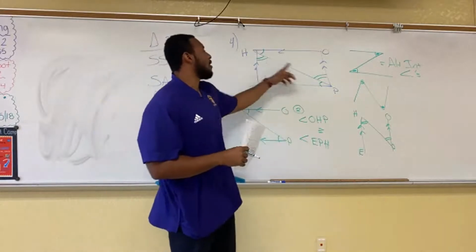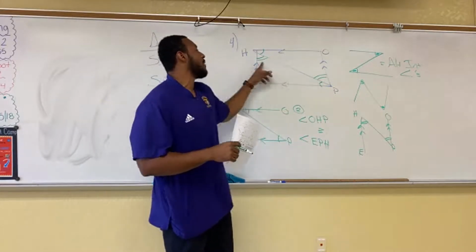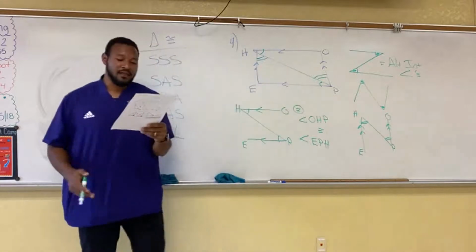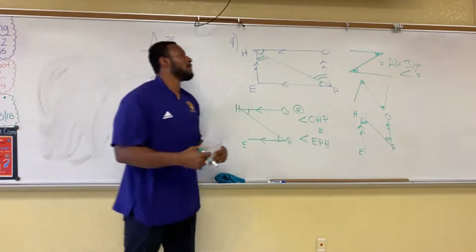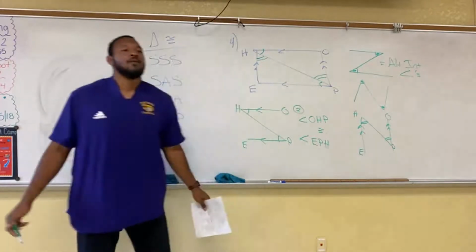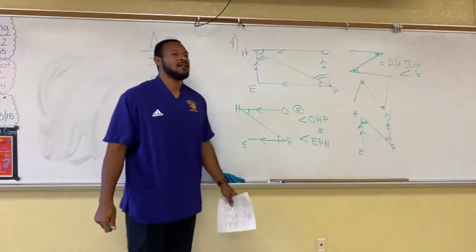Again, this is for question 4. They're alternate interior angles. The relationship between these two angles, number 4, is alternate interior angles. So now number 5, reflexive property. Oh, this is my favorite one. What does reflexive property mean to y'all?